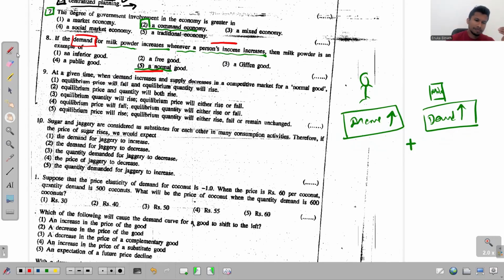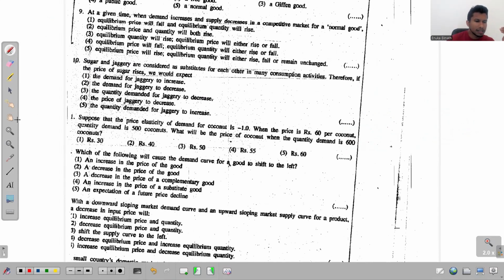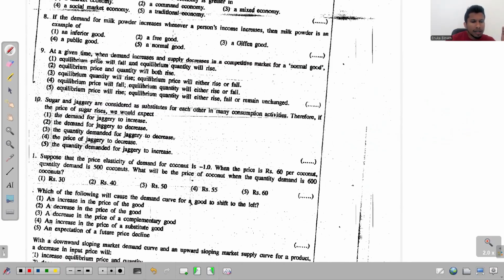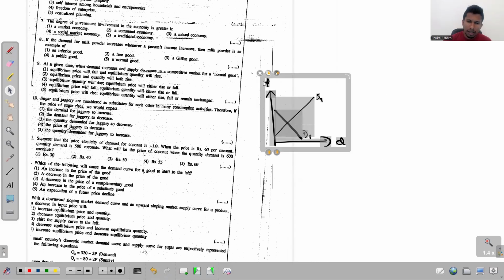Ninth one. Look at the ninth one. It says, at a given time, when demand increases and supply decreases in a competitive market for a normal good. Okay, so if it's a normal good, no problem. We can just draw the diagrams and see what will happen. Imagine that this is the initial diagram. On this side, we get the quantity. On this side, we get the price of the good. This is the initial demand curve, and this is the initial supply curve. So I'm going to copy this.